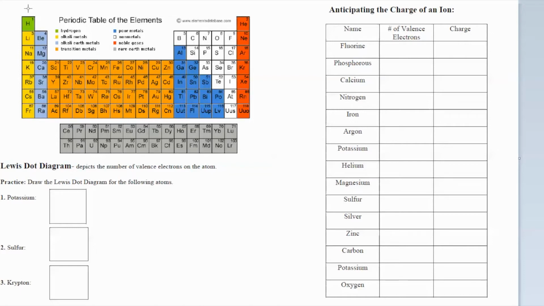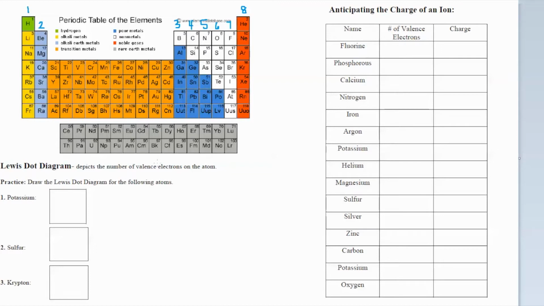In group 1 right here, you've got one valence electron. In the second group, you've got 2. You skip the transition metals. Then in the third, you've got 3 valence electrons, 4. So it's a pretty nice and easy trend that you can remember, so you don't have to write out the electron configuration every single time.